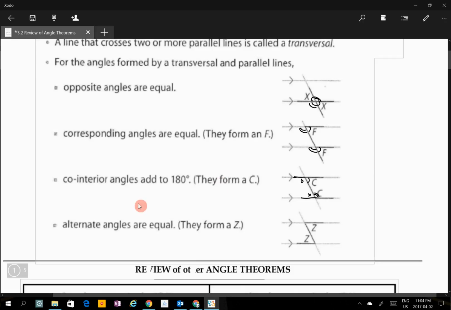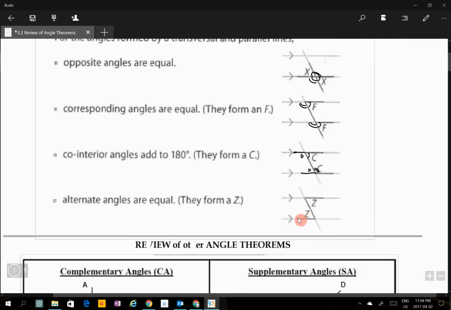Okay. Alternate angles are equal. So if you see a Z pattern here, so two parallel lines and transversal make up a Z shape here, either inverted or the right way. What they say is that this angle up here is equal to this angle down here, the alternate angles.